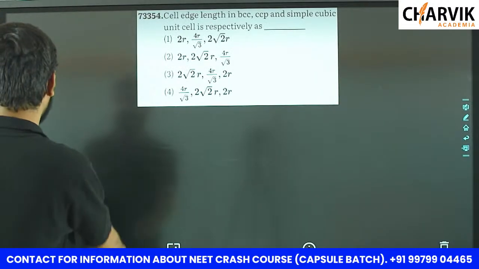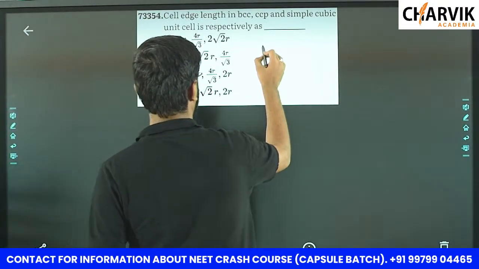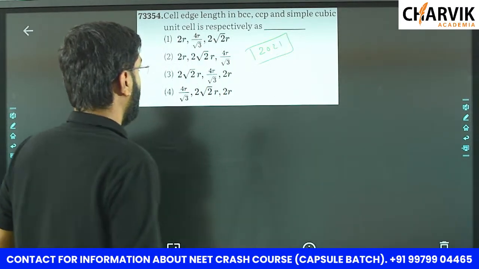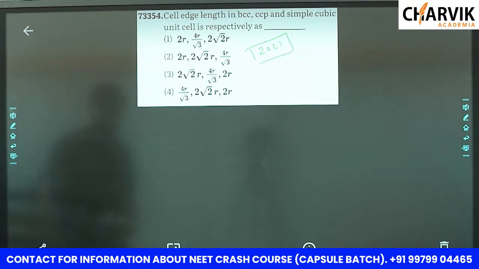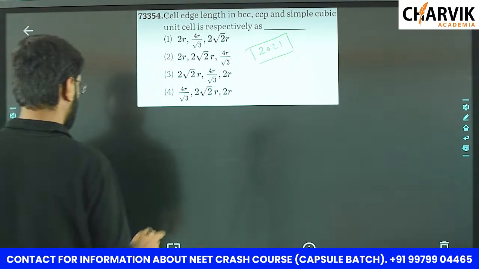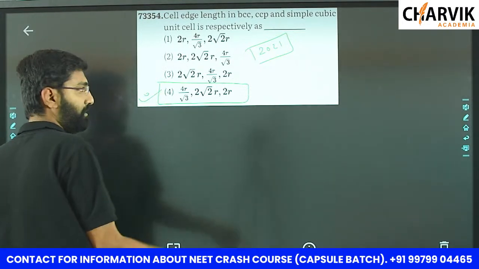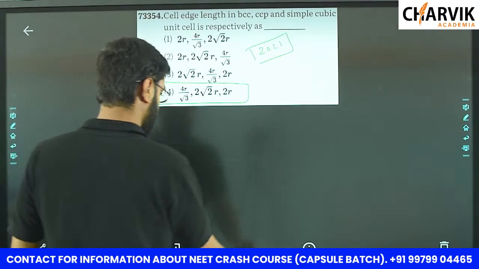Again, repeat question. Repeat from 2021. So your answer is 4r by root 3, 2 root 2 and 2r. So fourth is your correct option.